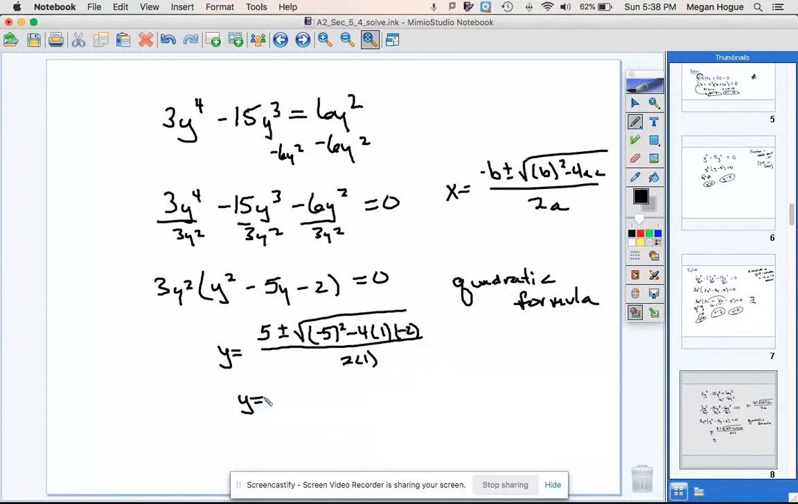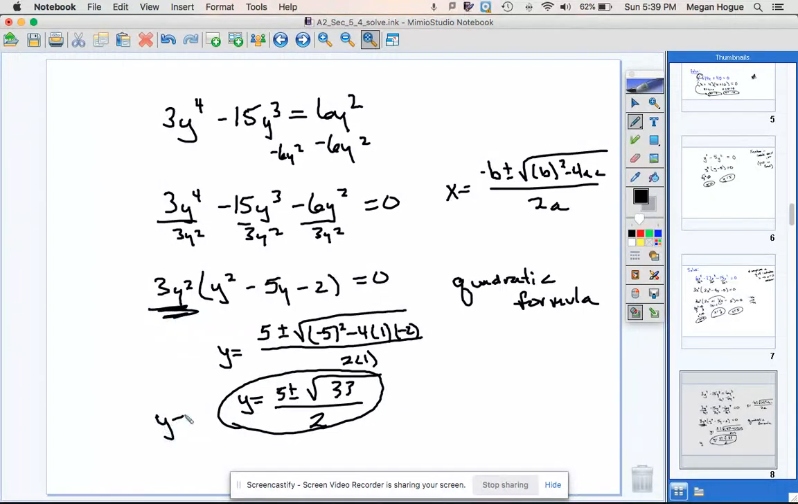I didn't bring my calculator in here with me. Let's see. We've got 25 plus 8, so that's going to be 33. So no perfect square in there, no i that I need to worry about. So that's going to be two answers because it's positive and negative. Oh, don't forget about that GCF we talked about. So we're also going to have an answer of 0. So don't be surprised if you have to use the quadratic formula.